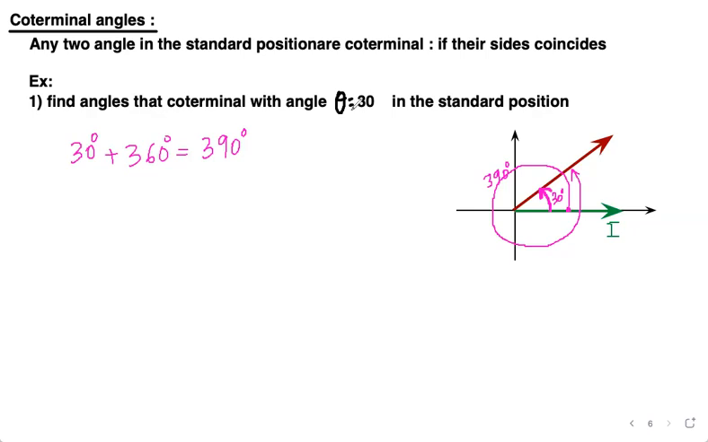And I can also get a lot of angles that are coterminal. For example, adding 360 to this angle again, I will get another coterminal angle. So this is the first coterminal. The second one is 30 plus 360 plus 360. What will I get here? 30 plus 360 is 390. And 390 plus 360, how much? Any idea?